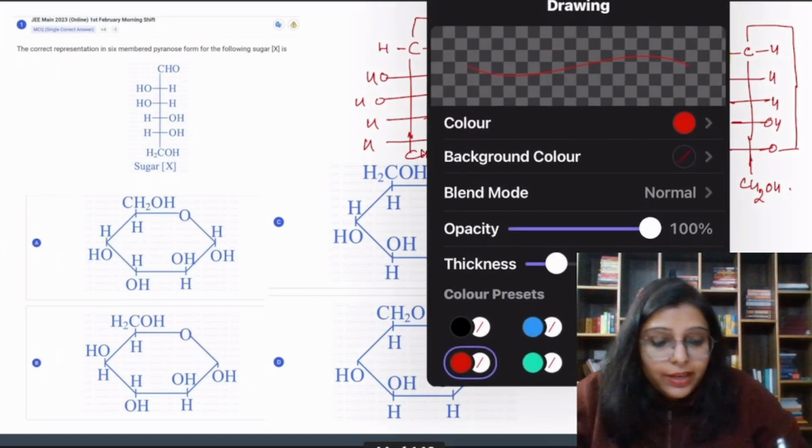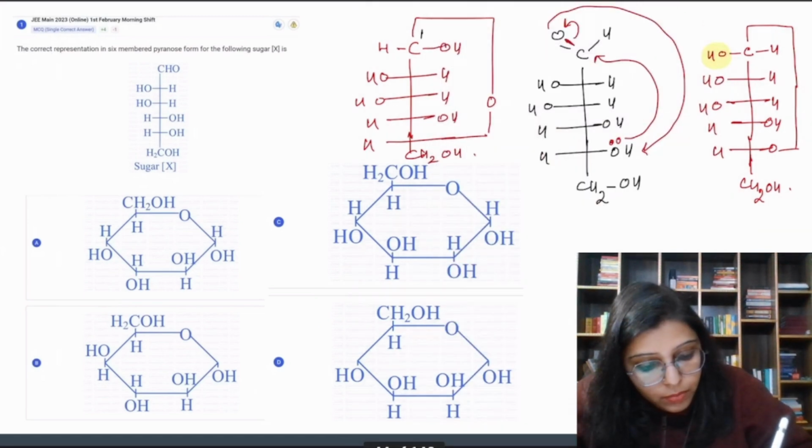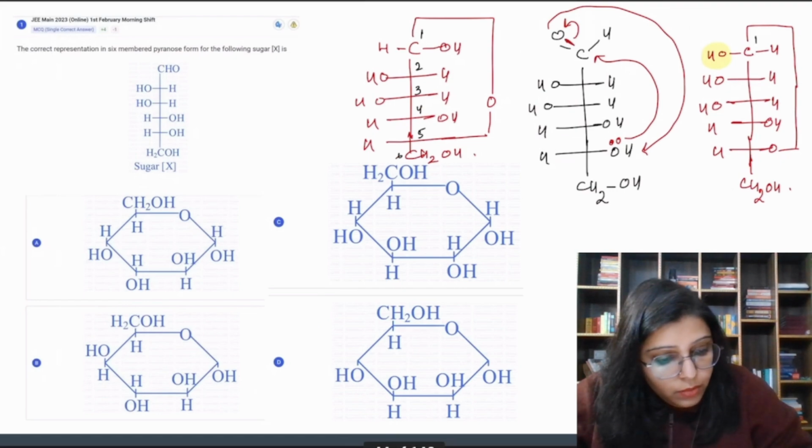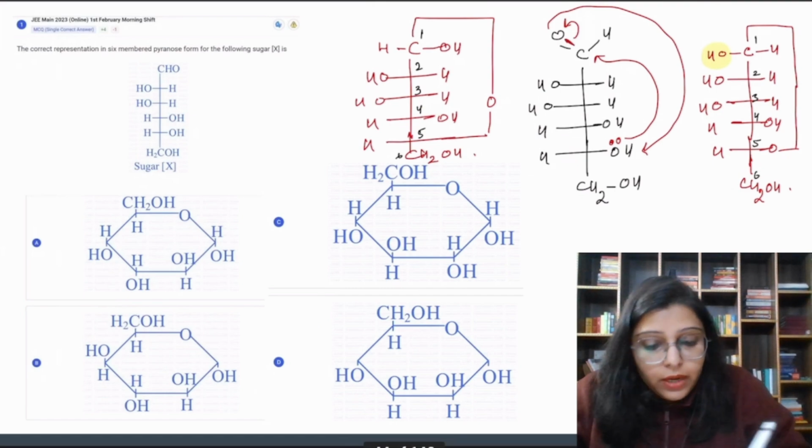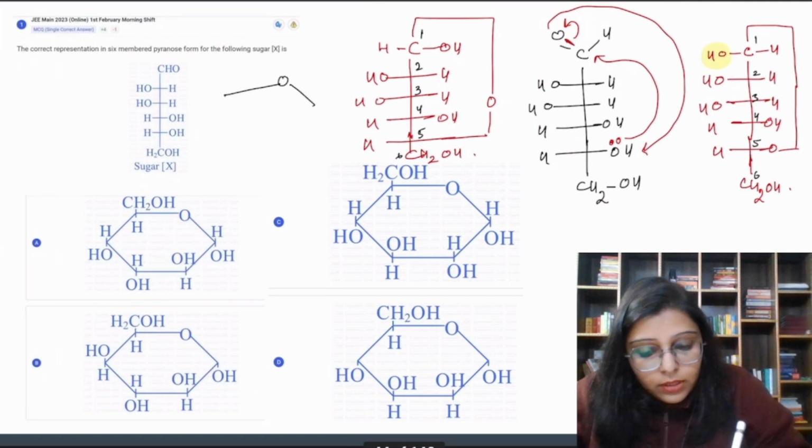Okay, now let's do the numbering. So 1 number, 2 number, 3 number, 4 number, 5 number, and 6 number. Okay. Now when we form the pyranose ring, so the pyranose ring is this.